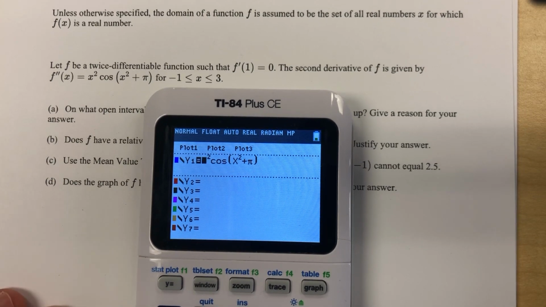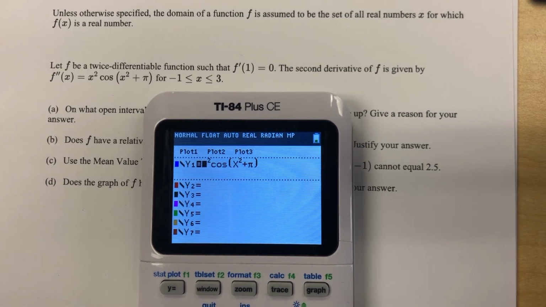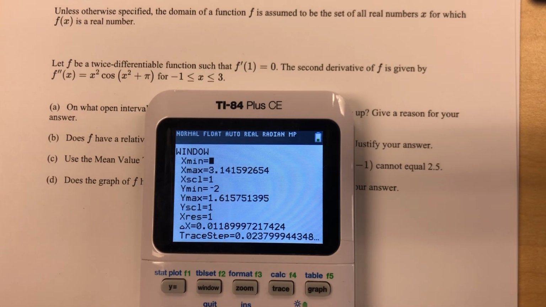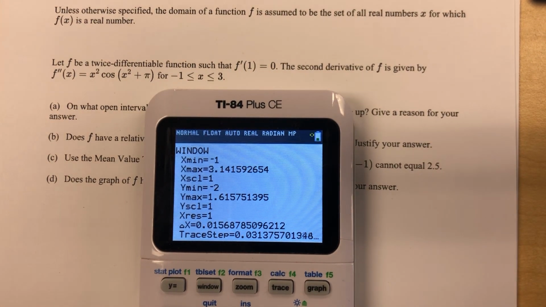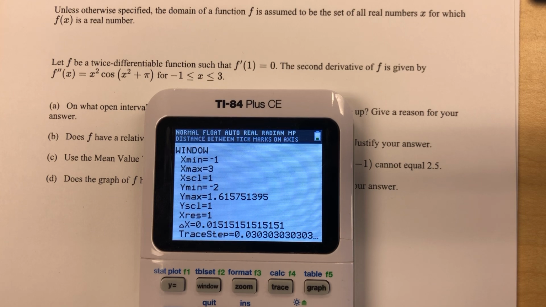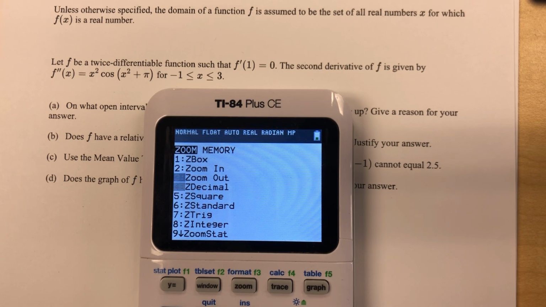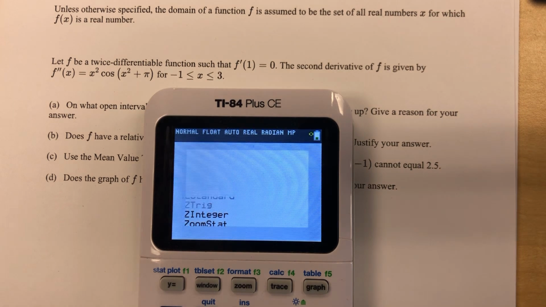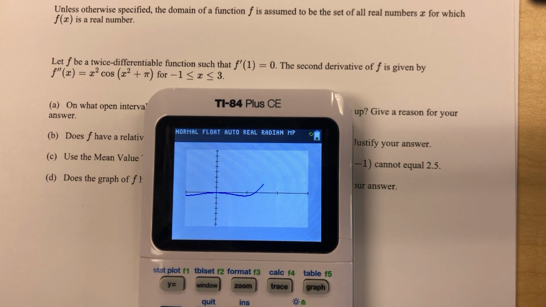Mine's already typed in, and we're going to graph this function, this second derivative actually, from -1 to 3. So we're going to press window, and we're going to go from -1 to 3. We need to adjust our window accordingly. So we're going to press zoom and go down to number 0, just press 0 actually, zoom fit. That adjusts the y values automatically for the x values. So we have this graph we're looking at here.